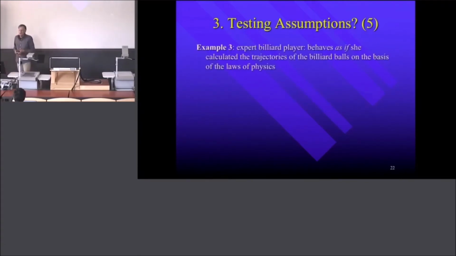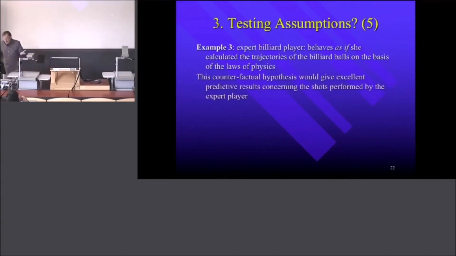All right. So now example 3. Now we are coming again somewhat closer to economics. And the example here is an expert billiard player. An expert billiard player behaves as if she calculated the trajectories of the billiard balls on the basis of the laws of physics. So if I describe the behavior of an expert billiard player and I want to predict what she's doing in the next push of the ball, then if you calculate that, you have wonderful predictions for the behavior of that expert billiard player. This counterfactual analysis would give excellent predictive results concerning the shots performed by the expert player. This is what he's saying, right? Now, the point is, of course, that you know that expert billiard players don't sit down and solve the differential equations and then calculate it, but they do it somehow from experience. Okay. So this is the example.